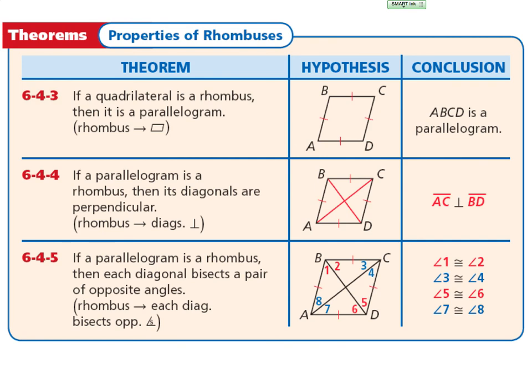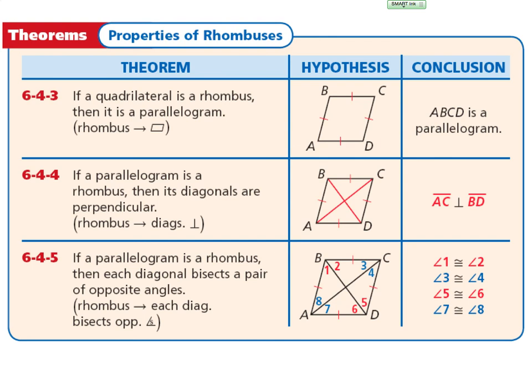644: if the parallelogram's a rhombus, then its diagonals are perpendicular. So the two diagonals meet at a right angle. We're going to be doing something with coordinates, so remember that if the slopes calculate to be opposite signs and reciprocals, that indicates that we have perpendicular lines.